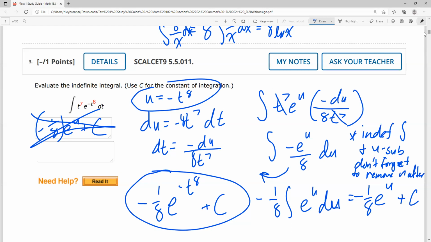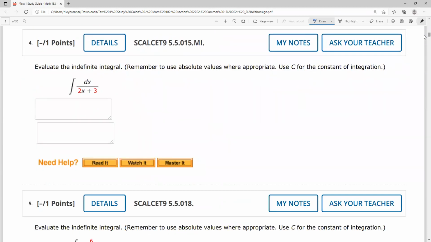No? All right. So let's go ahead and do number 4. We got another indefinite integral. And this is actually good. This is a slightly interesting one. We have a fraction, dx over 2x plus 3. Initial thoughts. What do you think we should do?